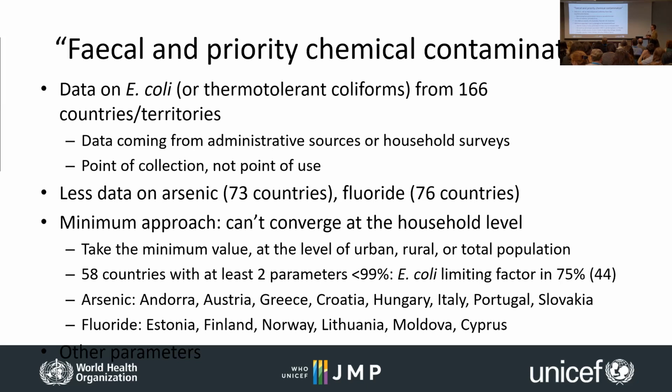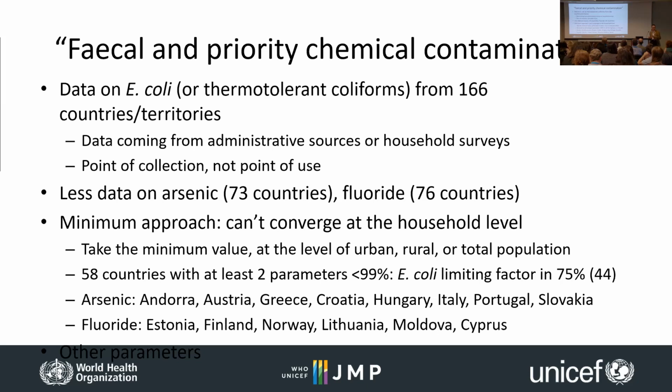So we do this very simplistic approach. We converge at the level of the urban population or the rural population or the total national population, because that's the level that the data might be available at. And what we do is we just take the minimum of those 3 and assume that that's the limiting factor. And if we look at the countries that have at least 2 of these parameters and some contamination, in about 3/4 of them, E. coli is the limiting factor. And especially in low and middle income countries where we have data on E. coli, that tends to be a much more prevalent contamination than arsenic or fluoride.